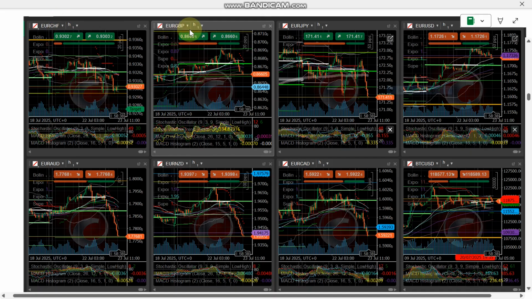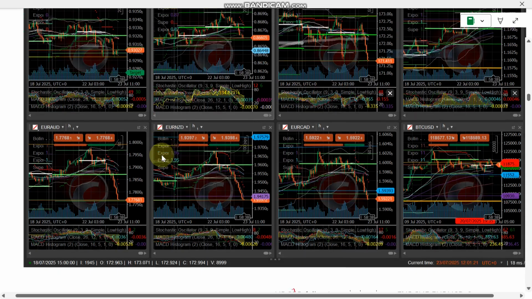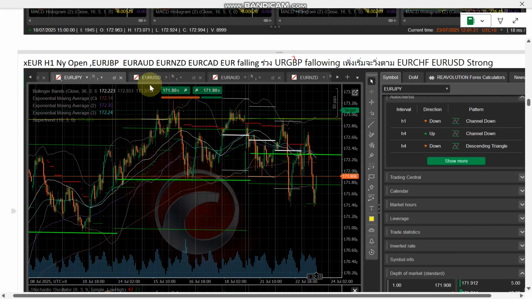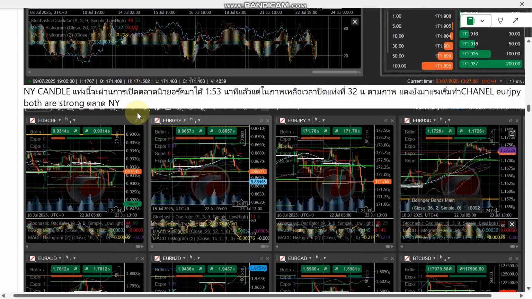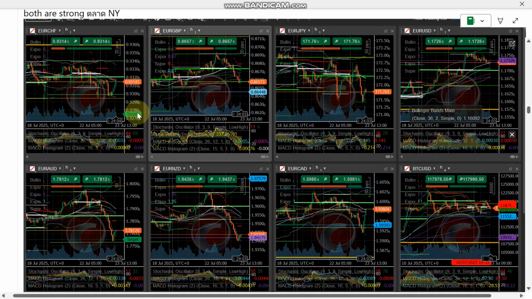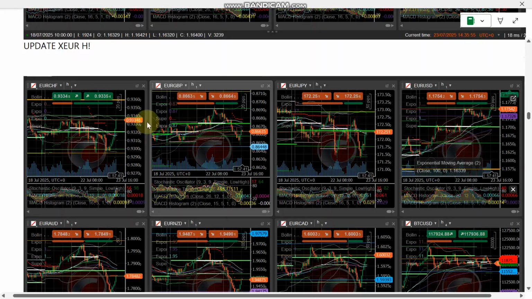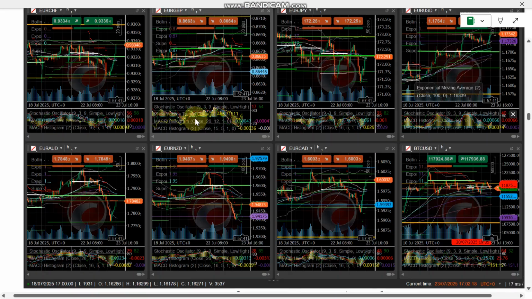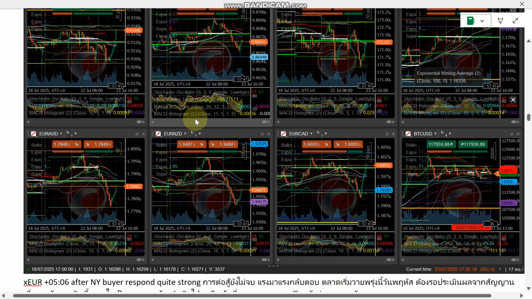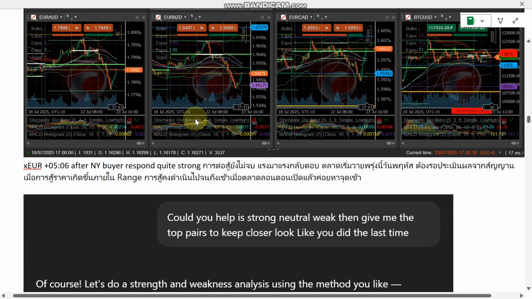So but it's a Euro across the board. Euro is weak, many pairs drop. Euro JPY, Euro GBP. This is still Euro sequence.